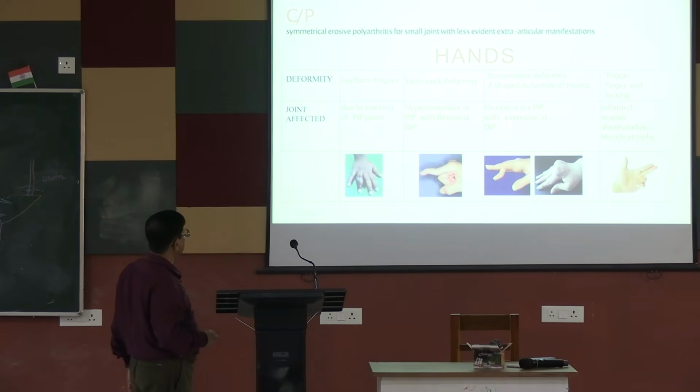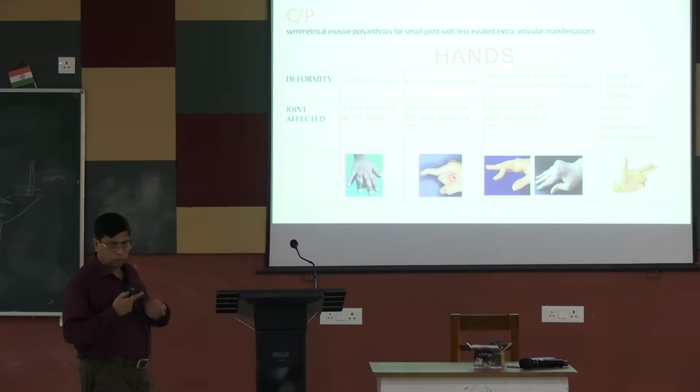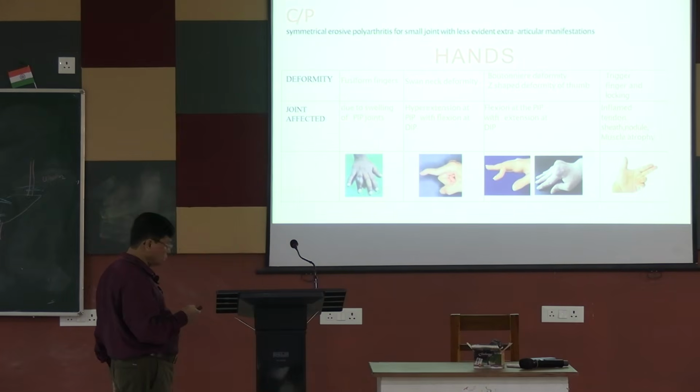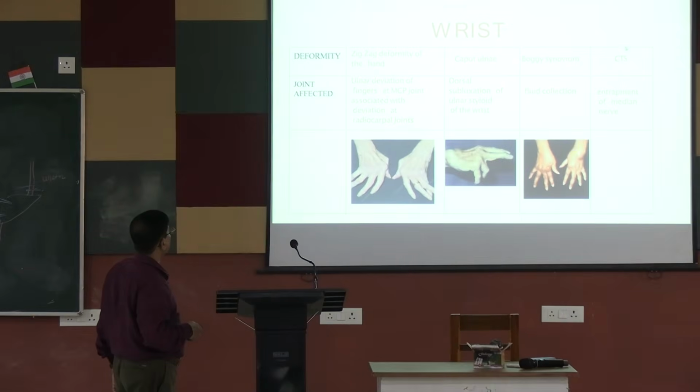Anyway, this is the Boutonnière deformity. There is a flexion of the proximal interphalangeal joint, and there is extension at the distal interphalangeal joint that causes this Boutonnière deformity. And trigger finger: sometimes a rheumatic nodule forms in the tendon, and the finger gets stuck with a trigger-like movement. That is called trigger finger. That also occurs in rheumatoid arthritis.